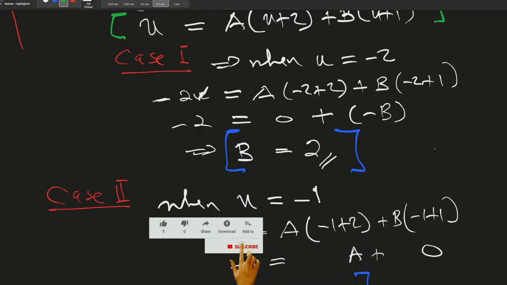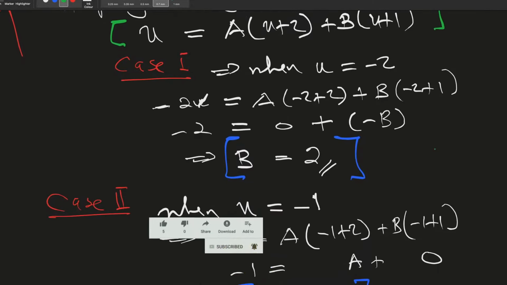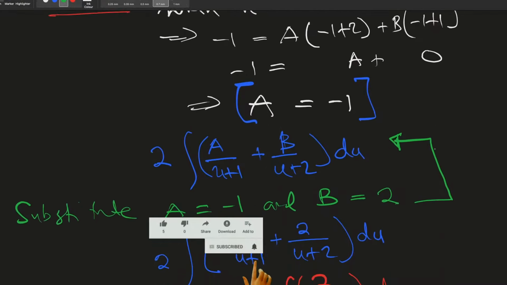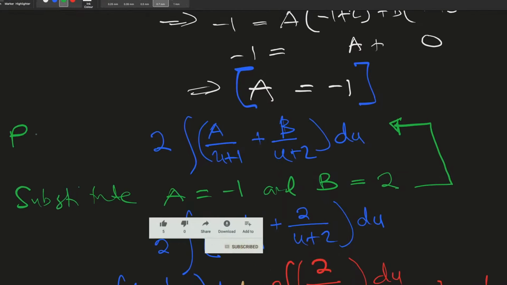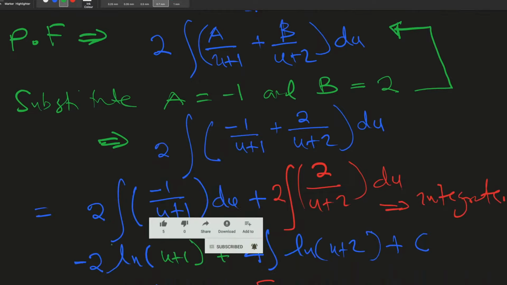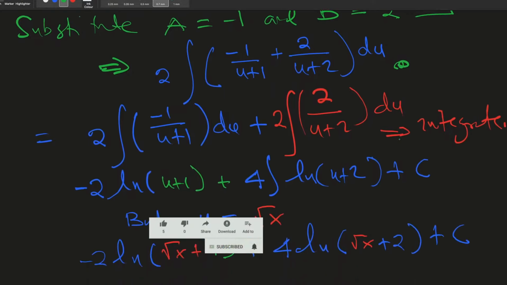Then we created cases. The first case is when u was put to be -2, we were able to calculate and get our b to be -2. Similarly, when u was -1, we were able to come out with our a to be -1. Then this is our partial fraction. We substituted back to the integration. Then we replaced a and b respectively into this, and we achieved this: 2 out -1 over u plus 1 plus 2 over u plus 2. So this is where we got to, and we realized that we're getting closer to our destination.